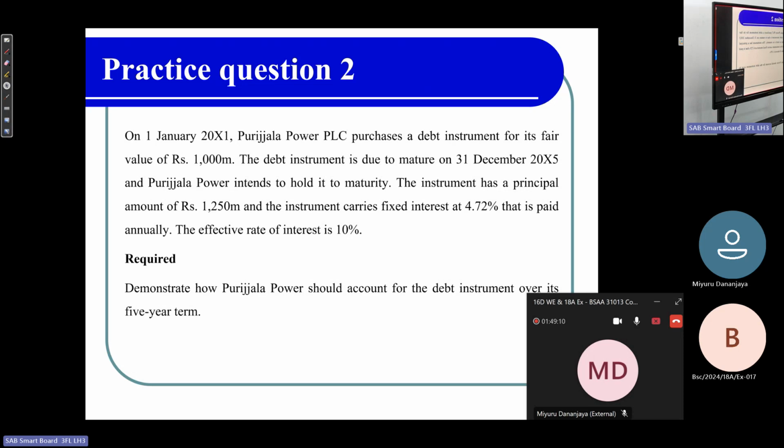First of January 2001, Urujila Power PLC purchased a debt instrument for its fair value of 1,000 million. Is it a financial asset or financial liability?